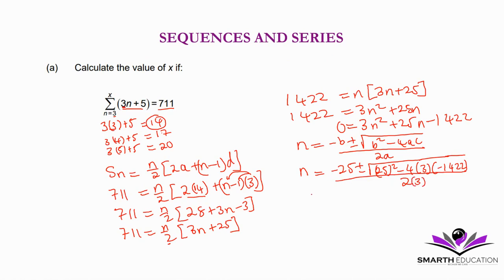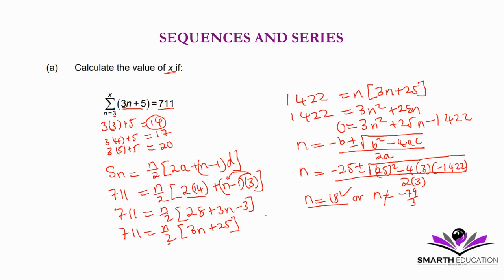Right, we can use our calculator here. We get that n is equal to 18, or n is equal to negative 79 over 3. Then n cannot be negative, cannot be a decimal, cannot be a fraction. N must be a positive integer, this number of terms. So n is equal to 18. But we are asked to find the value of x, not n. This is the number of terms. 18 is the number of terms, but what is x?